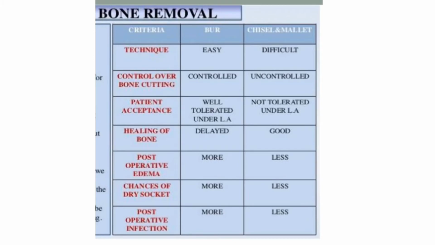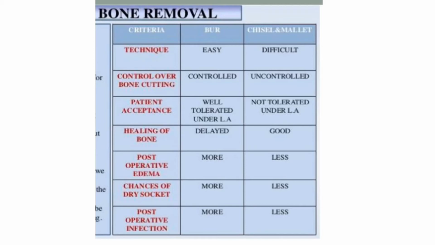Now let's see the advantages and disadvantages of each technique, that is burr and chisel and mallet technique. When we look into the technique, burr technique is easy to perform compared to chisel and mallet technique, which is difficult to perform. So when we look into the control over bone cutting, it is controlled in burr technique, whereas it is uncontrolled in chisel and mallet technique.